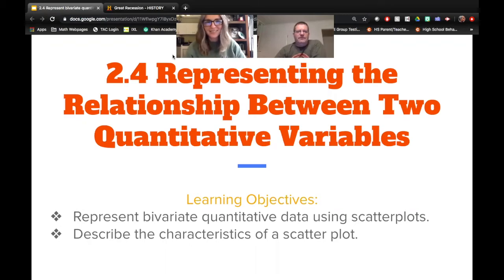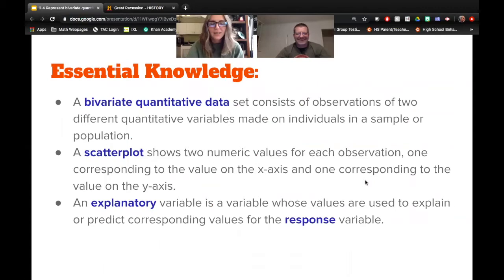Yeah, let's do it. All right, let's talk about the relationship between two quantitative variables. Hey, you know what that's called? Bivariate data. And do you know what it's called when you graph two quantitative variables on the same graph? Scatter plots.